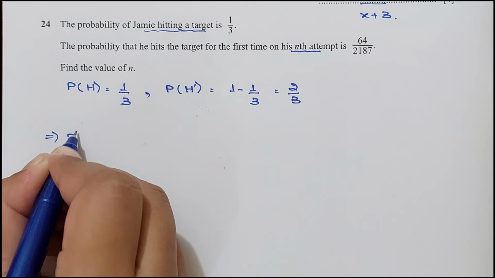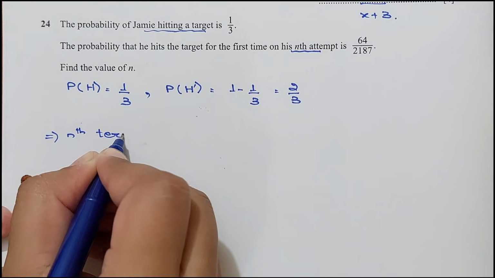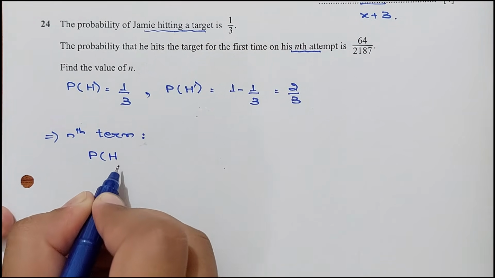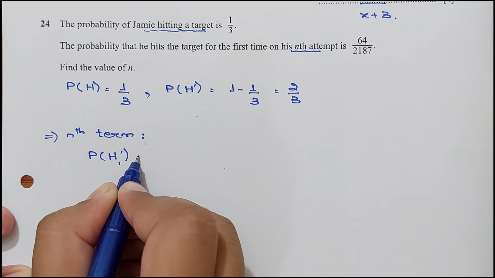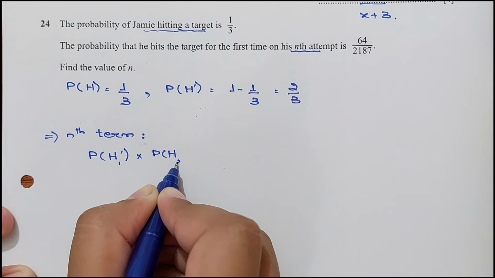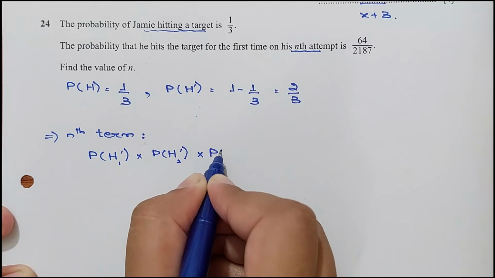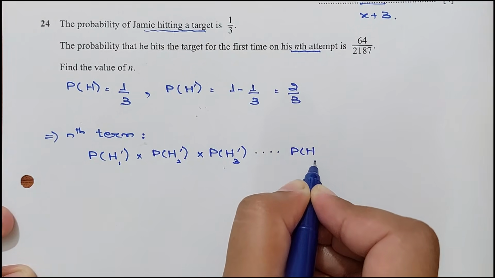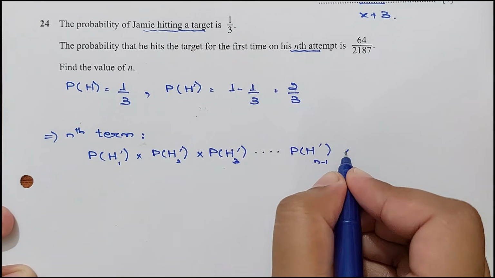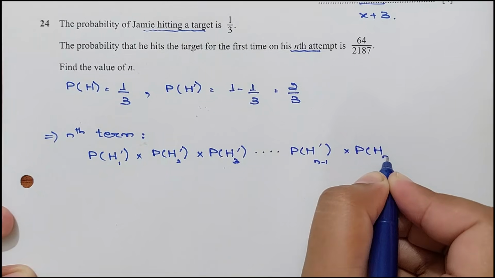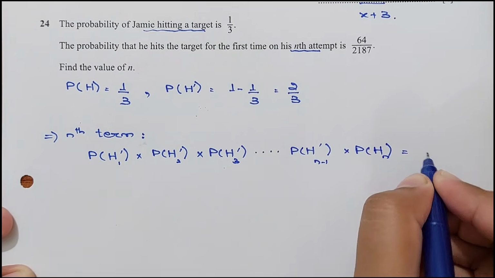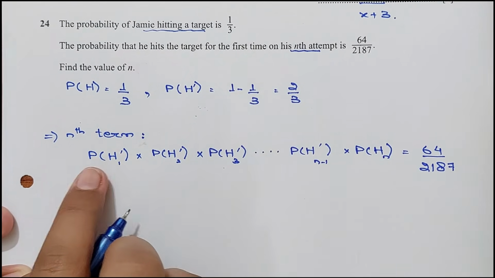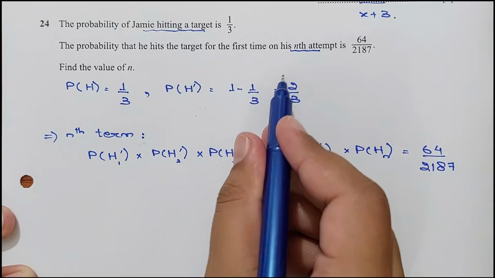Right. So the probability that he hits the target for the first time on his nth attempt, it means after doing n attempts he hit the target for the first time, right? So it means the probability that for the first attempt he did not hit the target, for second attempt he did not hit the target, for third attempt he did not hit the target, and so on. For n minus 1th attempt he did not hit the target, but he hit the target at nth attempt. Right. And this would be equals to 64 over 2187.